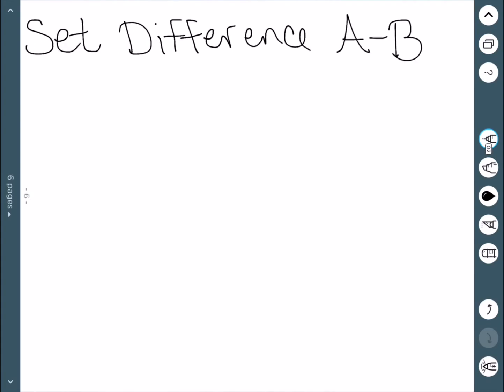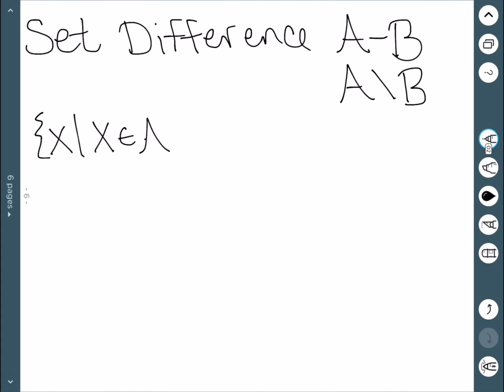Our next operation is called the set difference, and this is written as A minus B. Depending, you may see it also written as A slash B. And these are things that are in A, but not in B. So it's the set of all elements that are contained in A, but not contained in B.